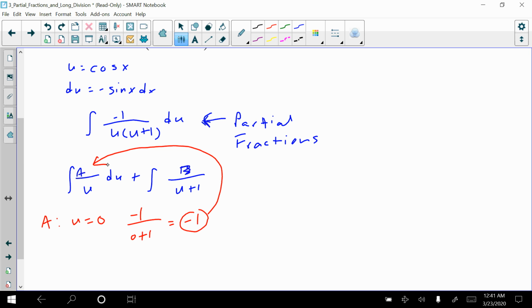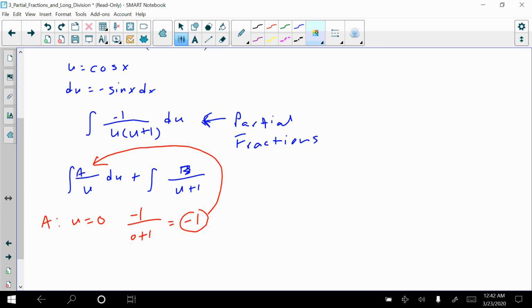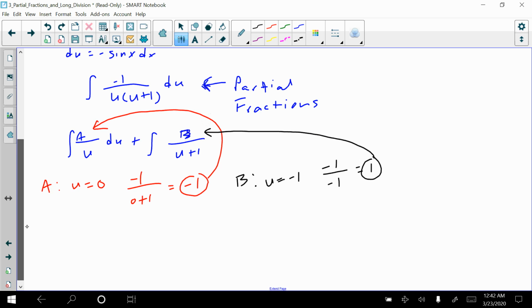And now let's go ahead and do B in a different color. B's denominator, if I set that equal to 0, gives me u equal to negative 1. So now I take the negative 1 in the numerator over the denominator of A, which is just u, so I substitute the negative 1 there. Negative 1 over negative 1 simplifies to be a positive 1, and that is what I plug in for B when I do my partial fractions.